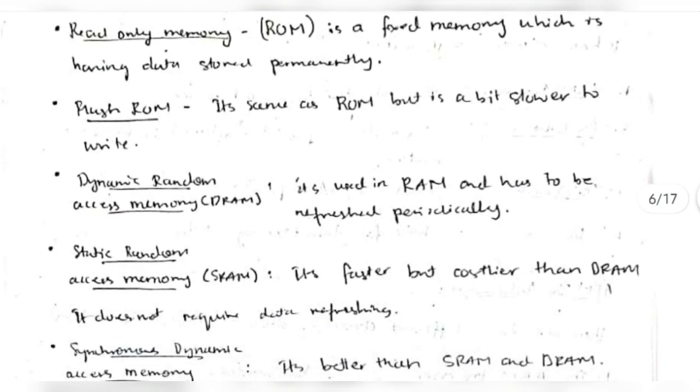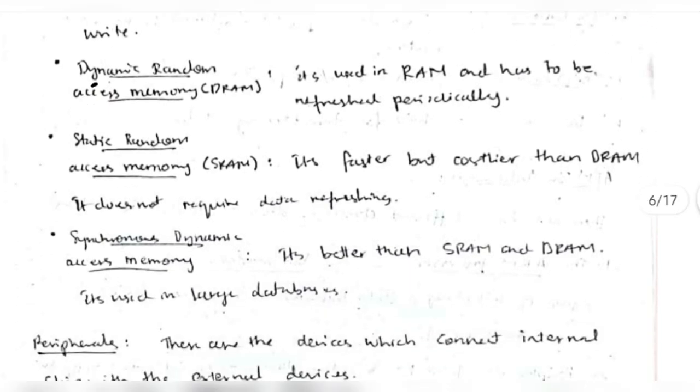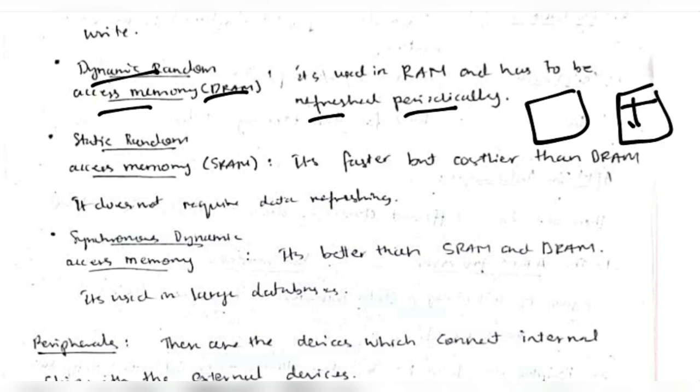Then we have flash ROM. It can be rewritten also, but it's a bit slower than read-only memory, so it can't be used for dynamic memory. Then we have dynamic random access memory, DRAM. DRAM has to be refreshed periodically because of the charges in the capacitor. Since a capacitor charges and discharges continuously, it needs to be refreshed.